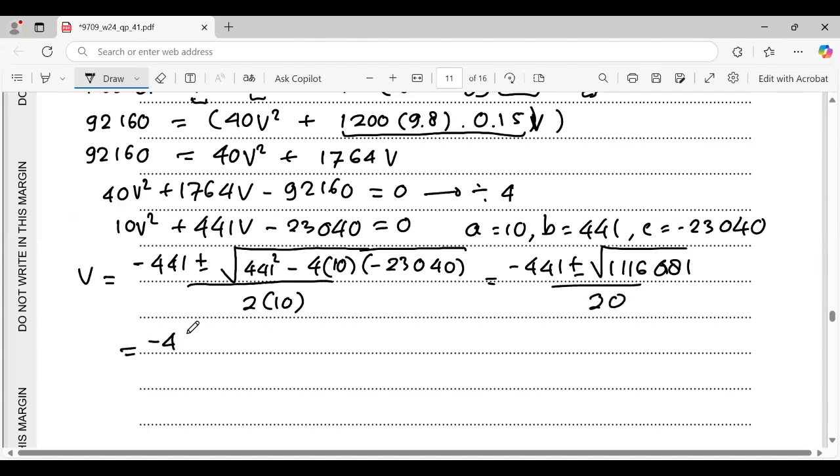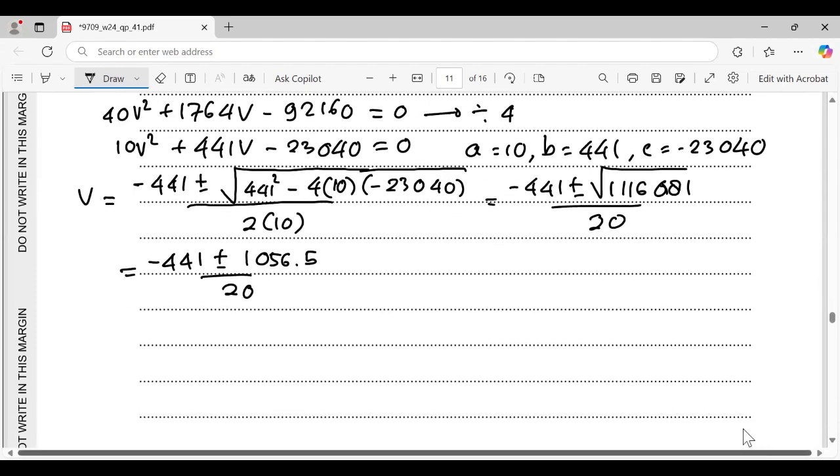And it's going to be minus 441 plus minus 1,056.5 over 20. So I would like to use the solution minus 441 plus, not minus. If minus, the result will be negative because there is no negative velocity, only positive.